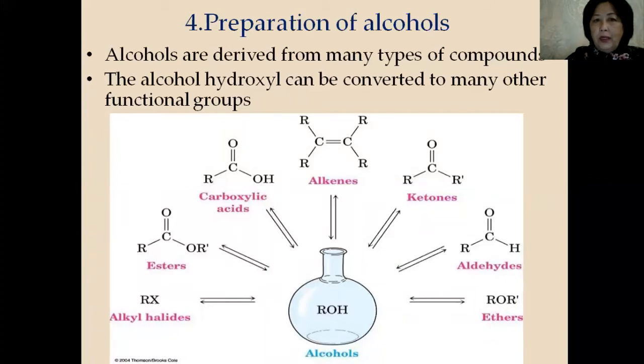Next part, preparation of alcohols. Alcohols are derived from many types of compounds. The alcohol hydroxyl can be converted to many other functional groups. For example, we can produce alcohols from the following compounds: alkyl halides, esters, carboxylic acids, alkenes, ketones, and aldehydes. These reactions are used in organic synthesis.